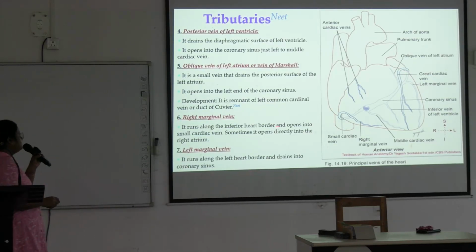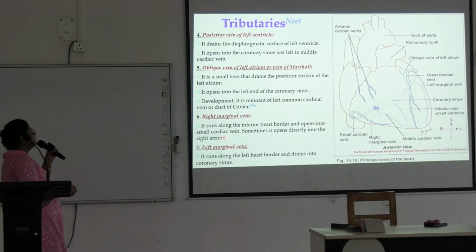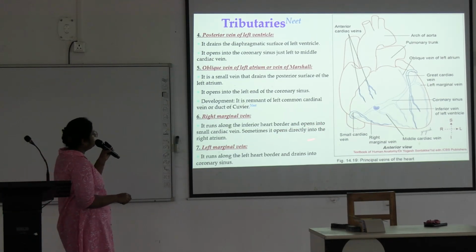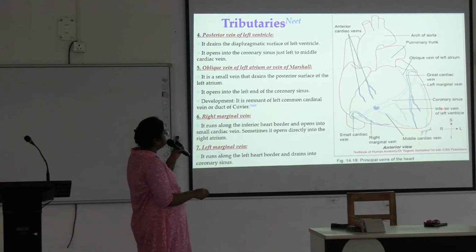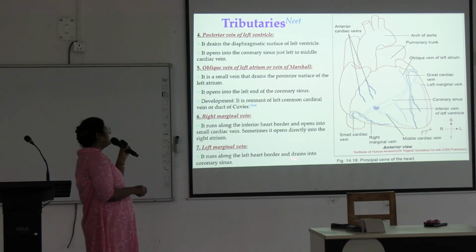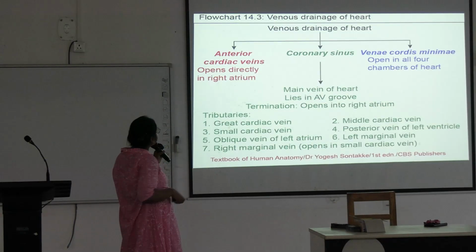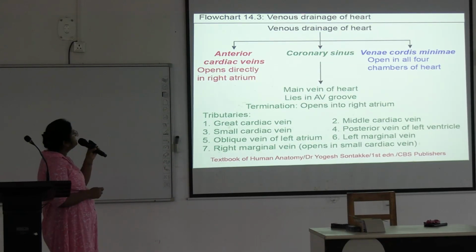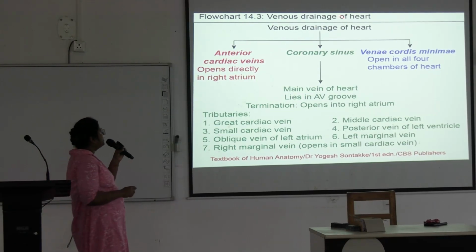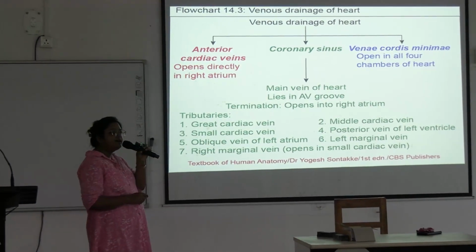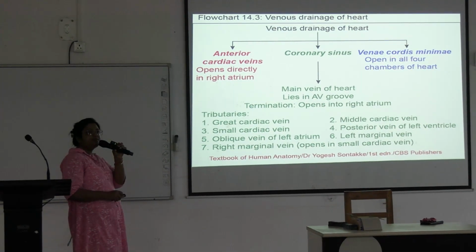Next is right marginal vein. The right marginal vein runs along the inferior heart border and opens into the small cardiac vein, sometimes opening directly into the right atrium. Next is left marginal vein. This one is the left marginal vein, which runs along the left heart border and drains into the coronary sinus. Okay. Next. So these are the venous drainage of the heart. Anterior cardiac veins open directly into the right atrium. Coronary sinus is the main vein of the heart, and vena cordis minimi. Vena cordis minimi open in all four chambers of the heart.